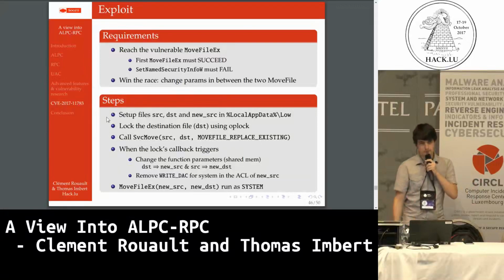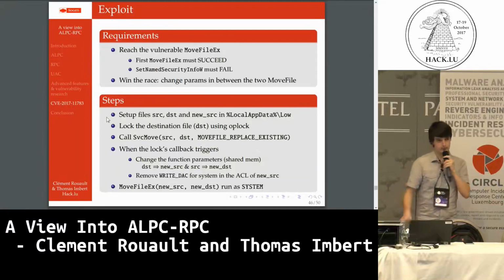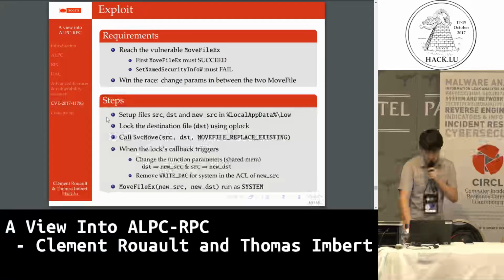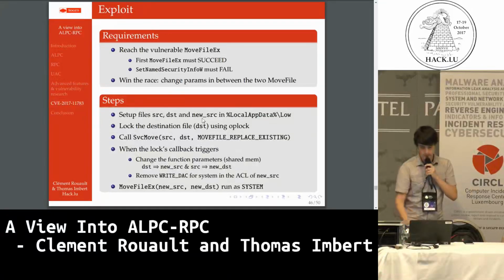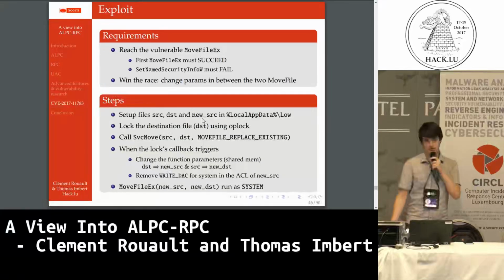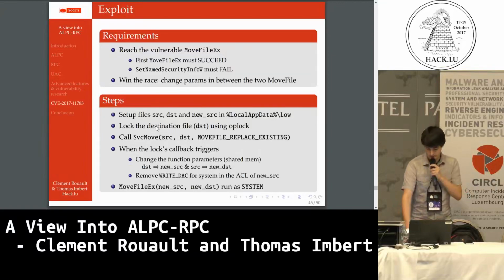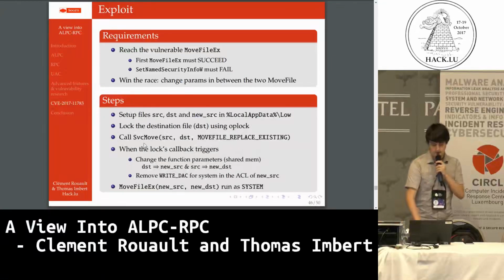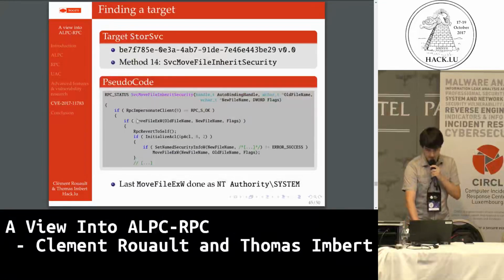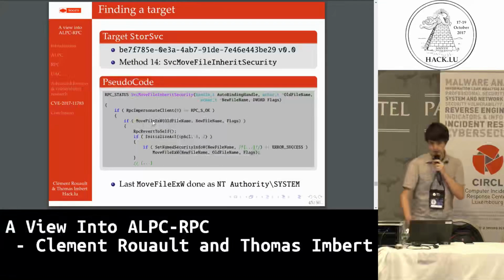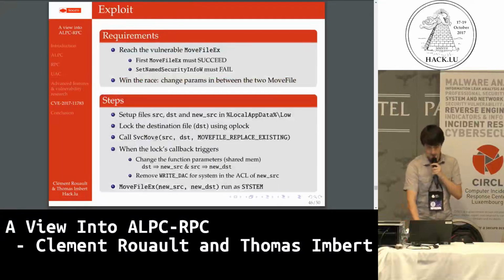So here are the steps to perform the exploitation. You set up 2 useless files and 1 payload file, the file that we want to move anywhere in the system. And you write this file in a writable directory. So we are in a low integrity process, so we can only write to AppData Local Low. Then you lock the destination file, so one of the dummy files, using a Windows opportunistic lock. You call the RPC service with the 2 useless files and a flag. And so during the move file, the destination file will be accessed and the lock will trigger.